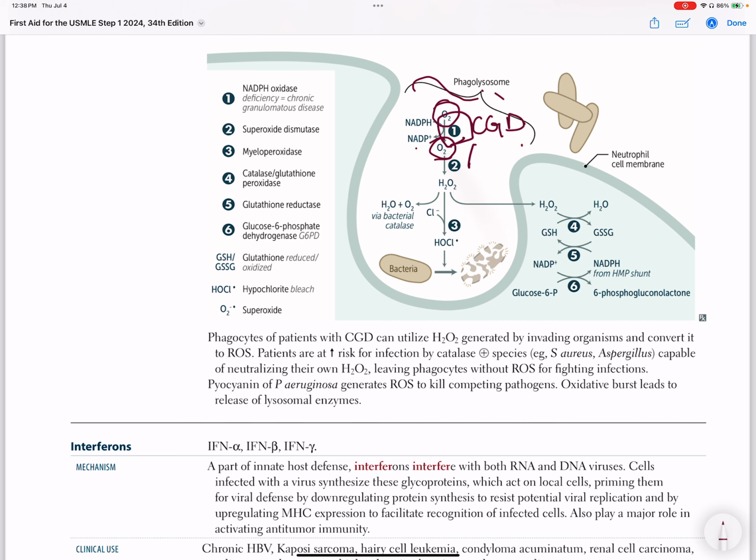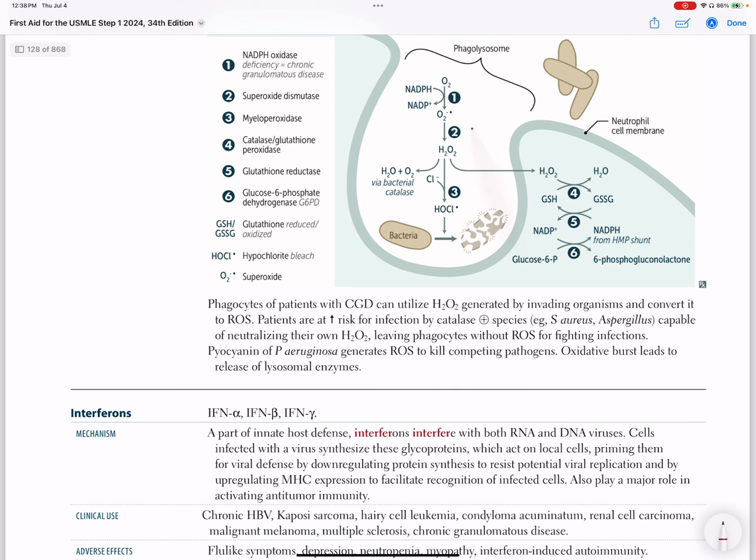And then we have O2 minus, which gets converted into peroxide. This is superoxide dismutase. Then the peroxide gets converted to the bleach HOCl, which is the hypochlorite bleach. This is through the myeloperoxidase enzyme. Water and oxygen are released via bacterial catalase, and then the peroxide gets into the neutrophil and gets converted to water through glutathione reductase.